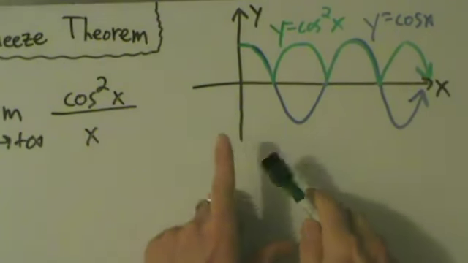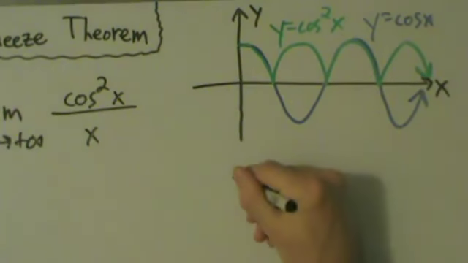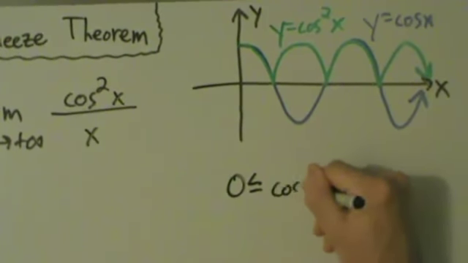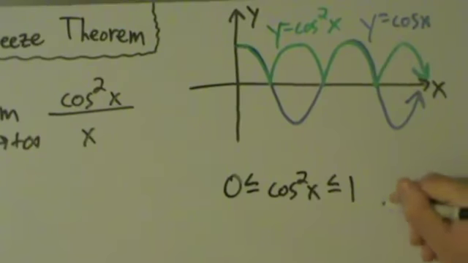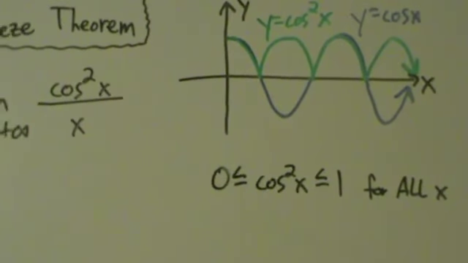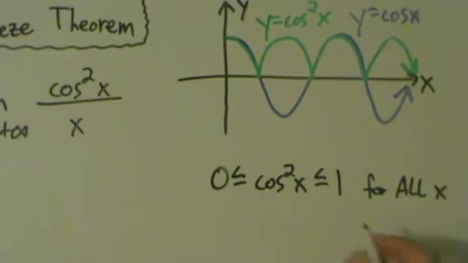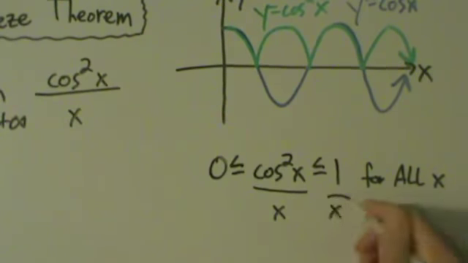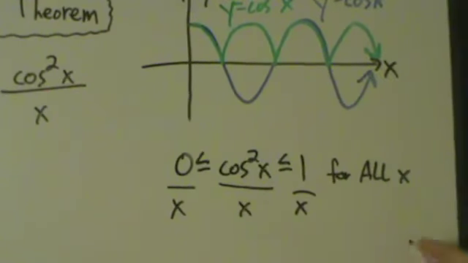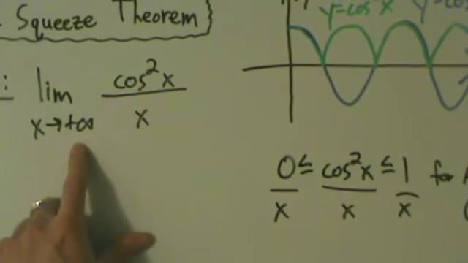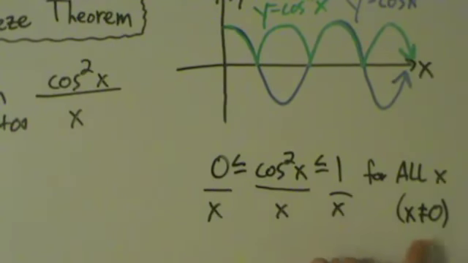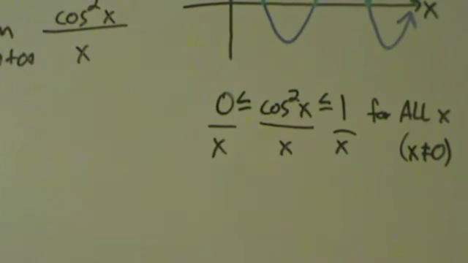So if we look at just cosine squared x, what do we see here? We see that 0 is less than or equal to cosine squared x is less than or equal to 1 for all x. Okay? But our function in question here is cosine squared x divided by x. So what we're going to do here is take all three of these guys and divide them by x. So this is the function we're concerned with here, cosine squared x over x. So divide this by x also, and then divide that by x. And now because we did that, we have to make the restriction that x is not equal to 0. But again, we're taking a limit as x goes to positive infinity, so we don't really care what happens close to x equals 0. All right, so that's okay.